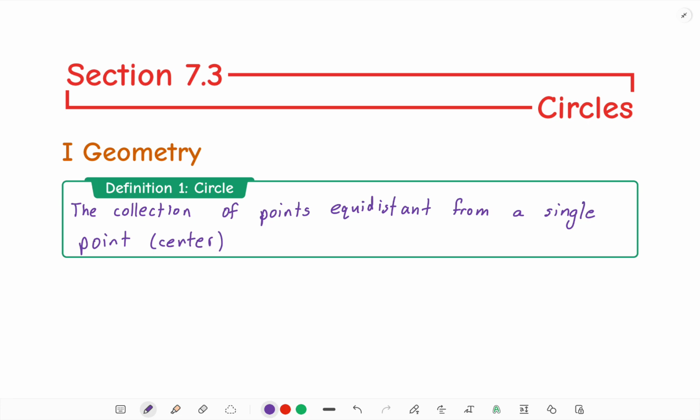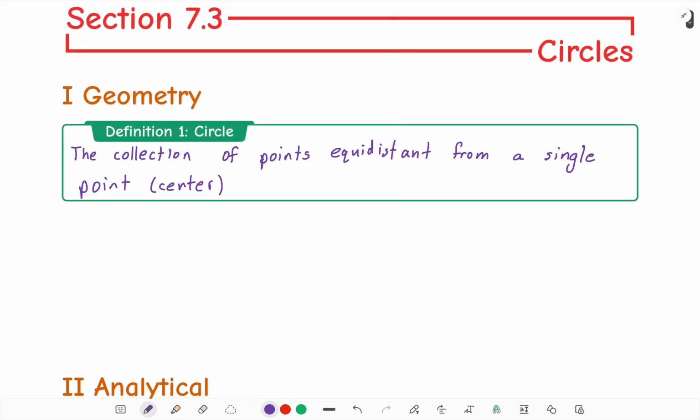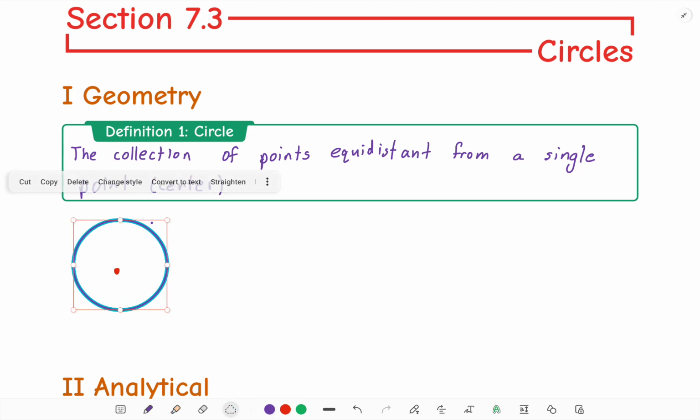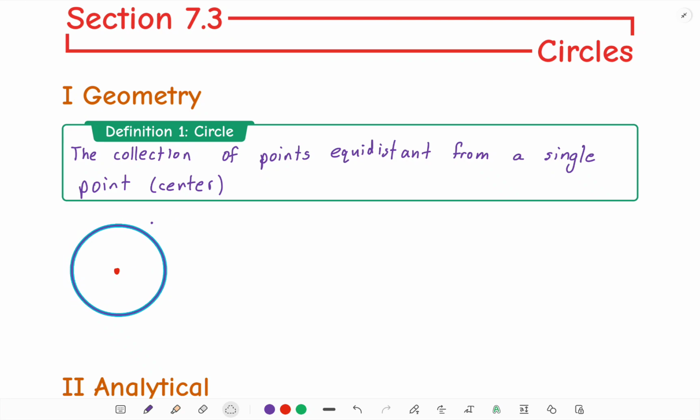So unlike a parabola, there's only one object in play with a circle. Remember, a parabola had the focus and a directrix. A circle only has the center, and then it's the set of all points that are the same distance from it. And this distance is what we call r, the radius.